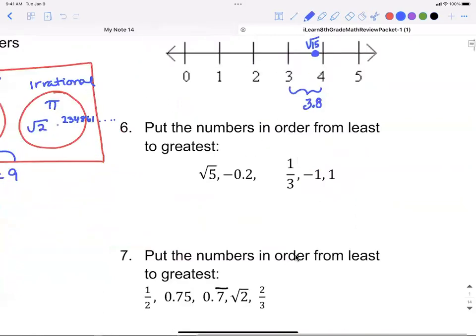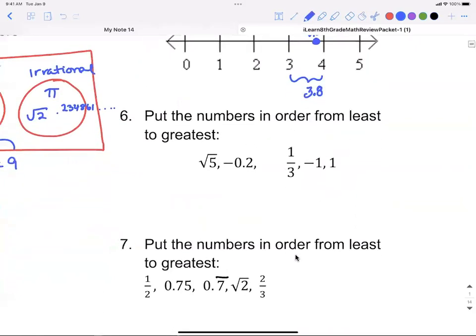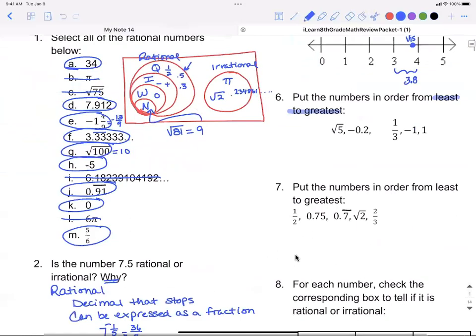All right. Number 6, put the numbers in order from least to greatest. Okay, least to greatest. And I can't really do it the way they are right now because I need to be able to compare apples and apples. And right now I've got some in radical, some in decimal, some in fraction. I can easily put everything in a decimal. So I'm going to go ahead and put everything in a decimal. And then I'm going to label it least to greatest. Well, I've really already done that over here with the 5, didn't I?